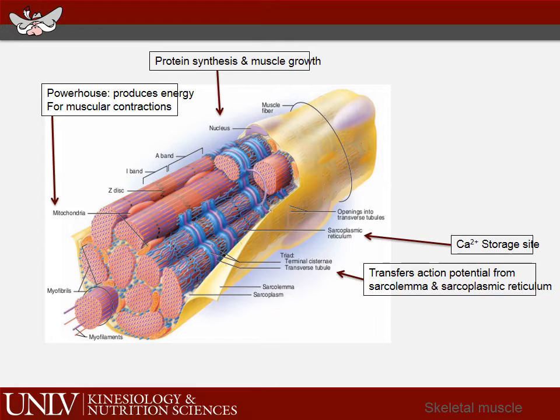And then over to the right there, we'll go to the transverse tubules, and these are those series of blue tubes that transfer the action potential from the sarcolemma to the sarcoplasmic reticulum. And then you have the sarcoplasmic reticulum, which contains the calcium storage sites. So this is where the storage of the calcium is, that is used to initiate and keep the muscle contractions in line and in process.